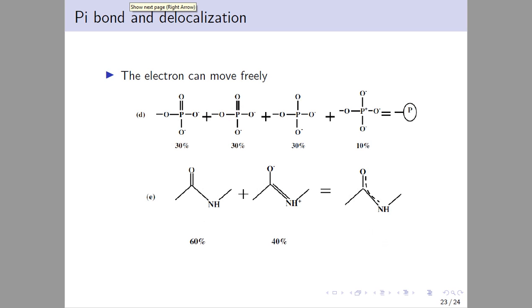The last one again. So here, electron here, electron here, electron here, electron here. O double bond, O double bond. So the electron can move freely between this oxygen attached to the phosphorus, and this also oxygen and the nitrogen.